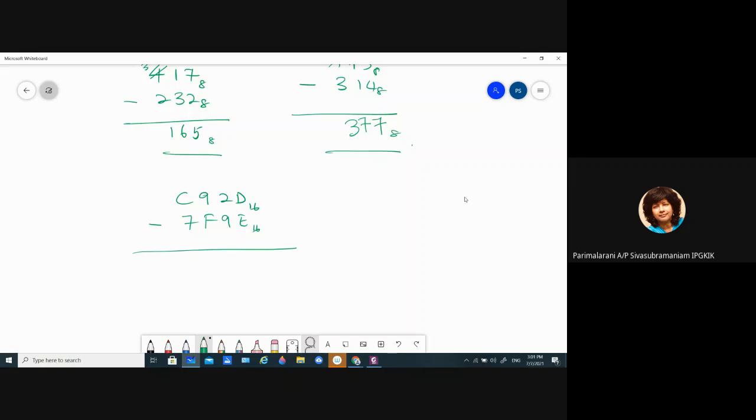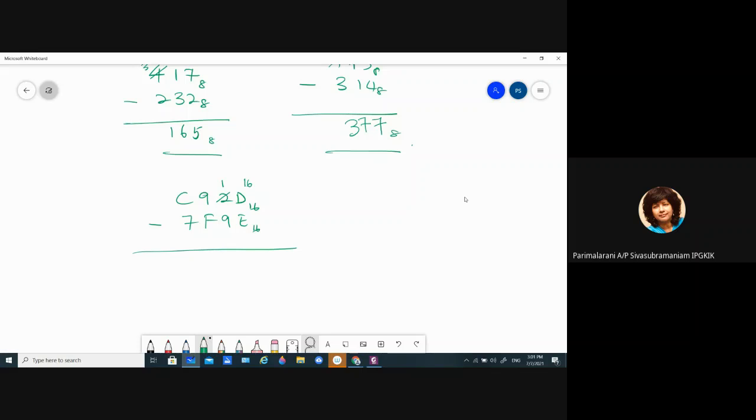So how do we do this? D is before E, so D cannot minus E because D is smaller than E. So we need to regroup. We borrow 1 from this, so we have 1 here. When you borrow, you're actually borrowing 16, since this is base 16. So 16 minus E. How much is E?